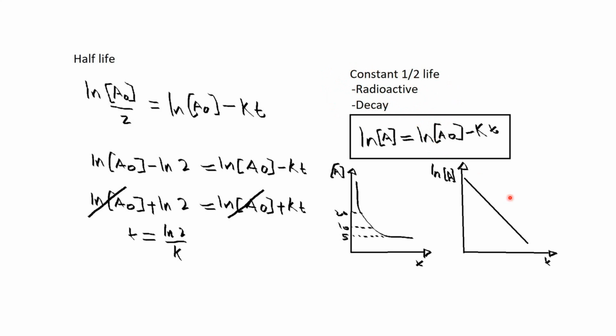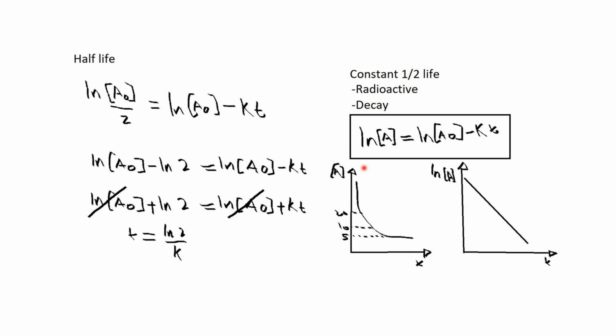Now, plotting the graph, if you plot ln A against t, again, you're going to get a linear line with a negative slope because of the negative sign found here. But what if you plot A against t? If you plot A against t, you're not going to get a straight line. You're actually going to get a curve.